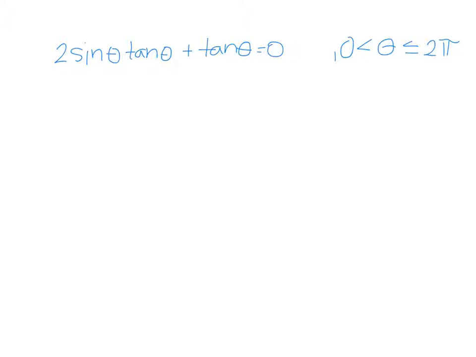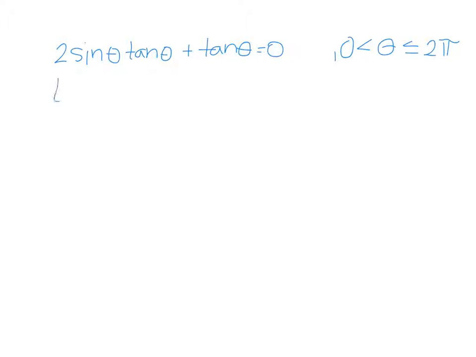We could do a substitution for this one as well, but we'd have to do 2 substitutions probably. So I don't think it's the best way to do it. Anybody have an idea of how you can solve this? Think about what we did in the last one with factoring. So yeah, let's factor out a tangent.